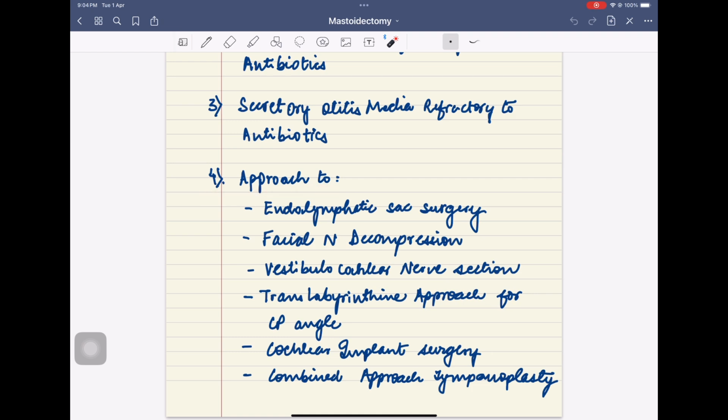Fourth, as an approach to endolymphatic sac surgery, facial nerve decompression, vestibulocochlear nerve section, translabyrinthine approach for CP angle, cochlear implant surgery, and for combined approach tympanoplasty.